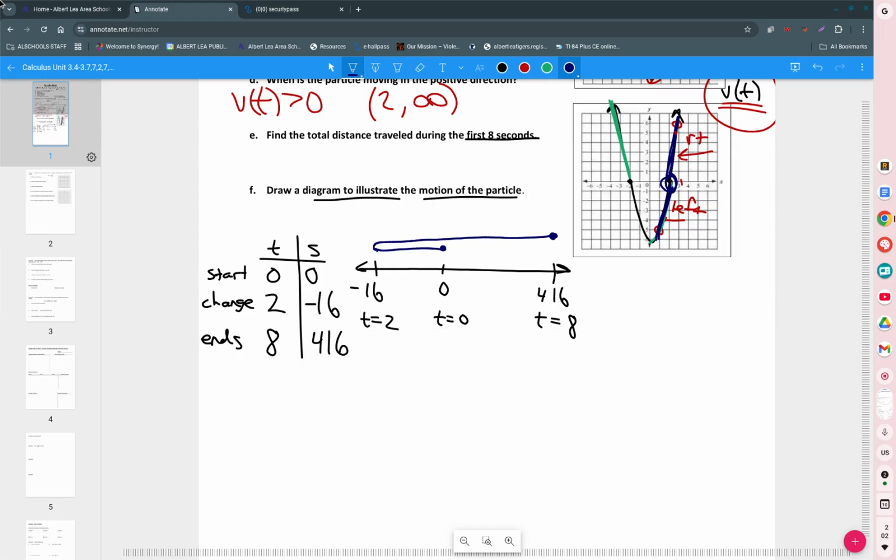That's the motion of the particle. Starts at 0, heads back to 16, turns around, and heads off to 416. I need to find the total distance that this has traveled. Well, how far did it travel to get from 0 to negative 16? 16. How far did it travel to get from negative 16 back to 0? Another 16. And how far did it travel to get from 0 to 416? Another 416. So, in this situation, it traveled a total of 448 feet.